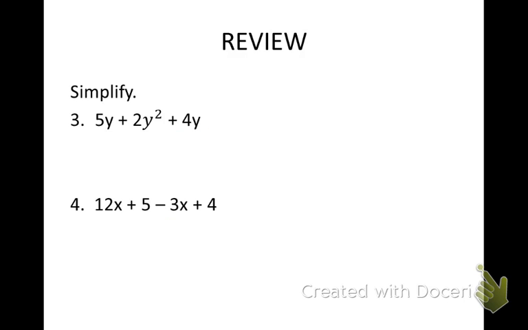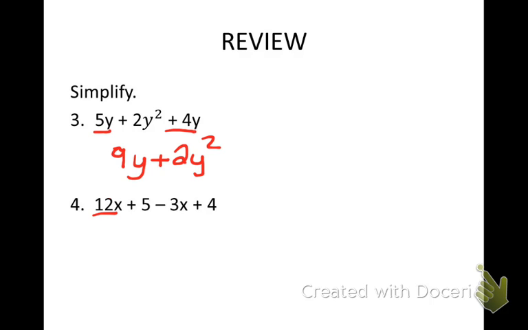On this one, just simplifying, so we need to remember we can only combine like terms, and like terms have exactly the same variable. So I have a 5y, so I look and I see if I have any other plain old y's. Yes, I do, and the sign in front goes with it, remember, so it's plus 4y, that would be 9y. Do I have any other 2y squared or any other y squareds? No, so I just have 2y squared. I cannot put these two together.